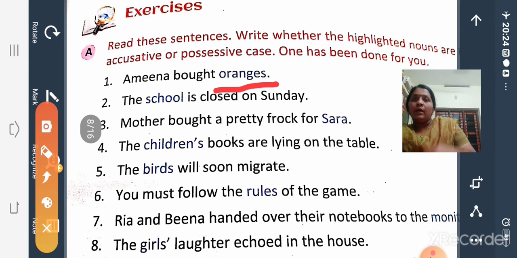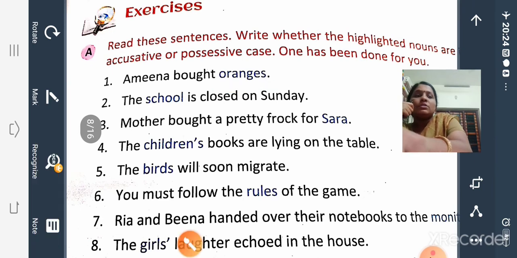We all know when a noun is placed at the end of a sentence, and also in the position of an object. What did Amina buy? Answer is orange. So that is the object of that sentence. So it is in the accusative case. Okay, the answer is accusative case. Then look at the second one.